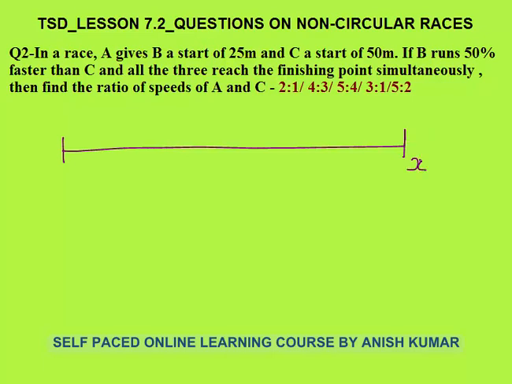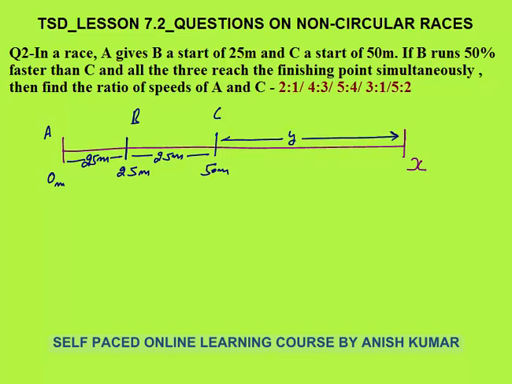Now where is A? A is at point 0. A gives B a head start of 25. It means that B is at 25 meter. So B will be at 25. Where will C be? C will be at 50 meter. A will be at 0 meter. This gap is again 25 meter. This is also 25. A gives C a head start of 50 meters. Now question says that all three are finishing the race simultaneously. Let this distance be y meter. This distance is y meter.